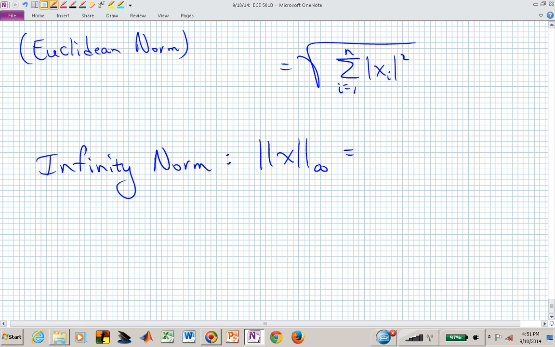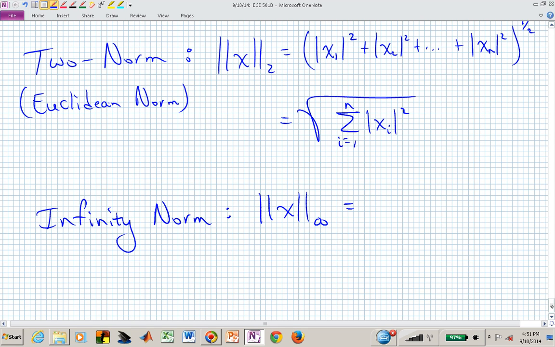Can you guess what that is? If you use this same strategy, you take each coordinate and you raise it to a power, whatever your norm is. Let's say it's the 100th norm. You would take the first coordinate and raise it to the 100th power. Take the second coordinate and raise it to the 100th power, and then you would take the sum of those and take the 100th root of that sum.